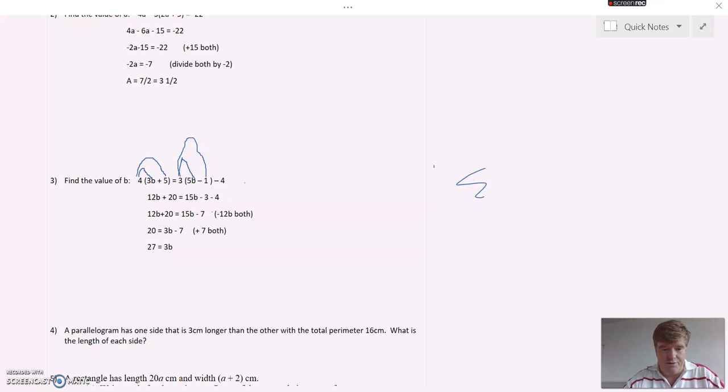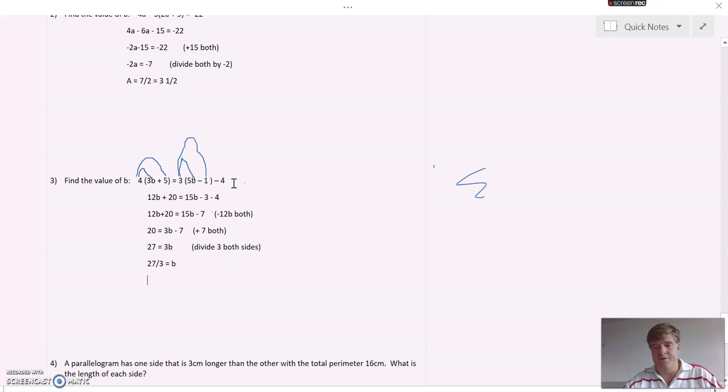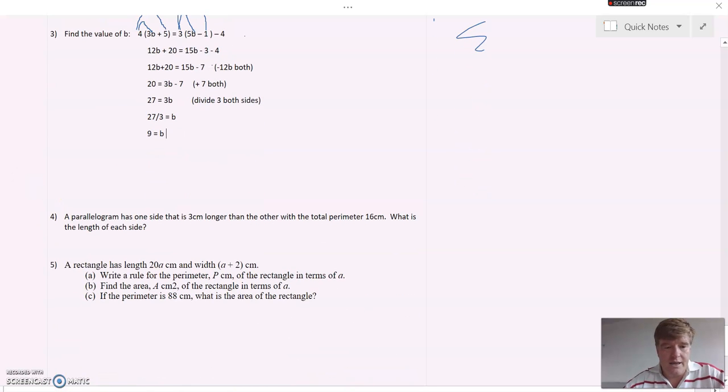The last thing we're going to want to do is say, okay, 3 times b. The opposite of multiplying by 3 to get b by itself is to divide by 3 to both sides. So 27 divided by 3 equals b, and we can simplify 27 divided by 3, which is 9. 9 3s are 27. So 9 equals b. Okay, and that is our answer there.